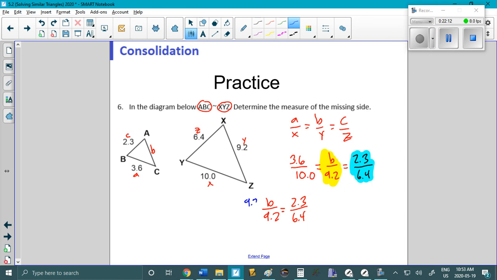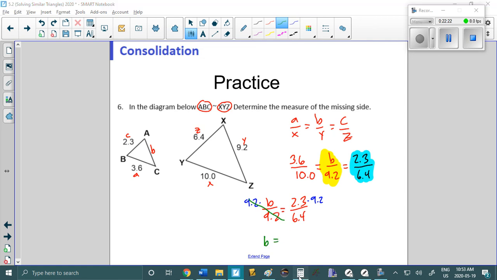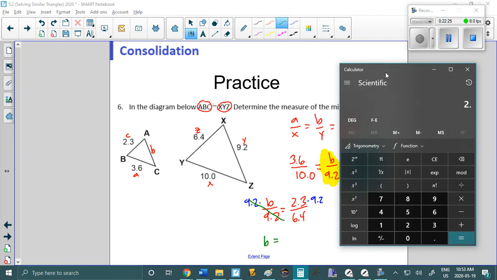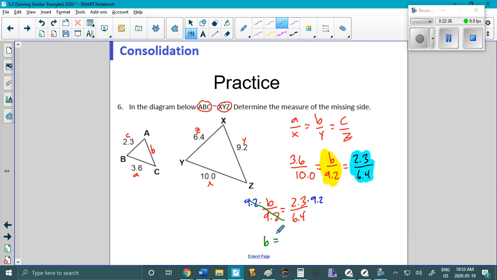I multiply by 9.2 on both sides. You'll notice that I'm using dots for my multiplication. That's just because sometimes the multiplications look like x's. So 2.3 times 9.2, divided by 6.4. All of these numbers are 1 decimal place, so we're going to round this to 1 decimal place. So approximately 3.3. And then look at the diagrams and see if 3.3 makes sense. 2.3, 3.6, 3.3, yeah, that's fine. That makes sense. Cool, that's it.